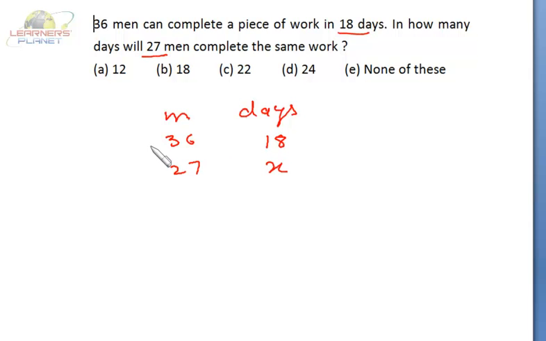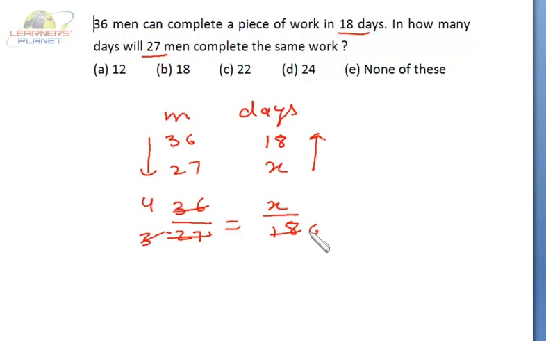Okay. So if I write men in this order, I have to write days in opposite order. Okay. So it is 36 by 27 is equal to x by 18. Okay. So x is equal to 24 days. Okay. That means 36 men can complete the work in 18 days. That means 27 persons will take 24 days to complete the work. Okay. So this is the correct answer.